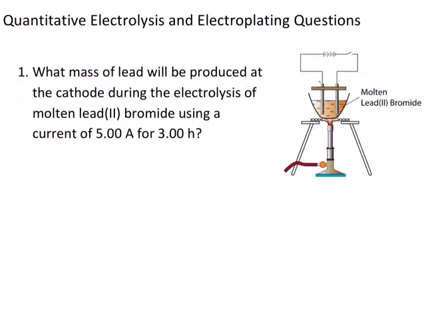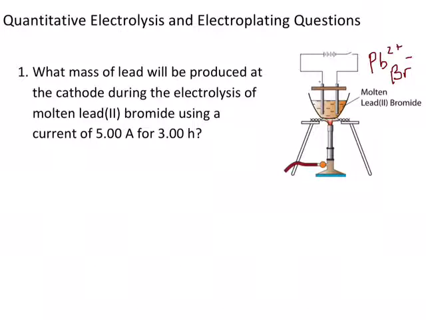If you're doing an electrolysis of molten lead bromide, there's only 2 things that are in that dish in the picture. There would be Pb 2 positive, it says lead 2 bromide, so lead 2 positive is floating around in there, and then Br minus is floating around in there. Because it's molten, it's melted, it's in a liquid state, the ions are able to move around.